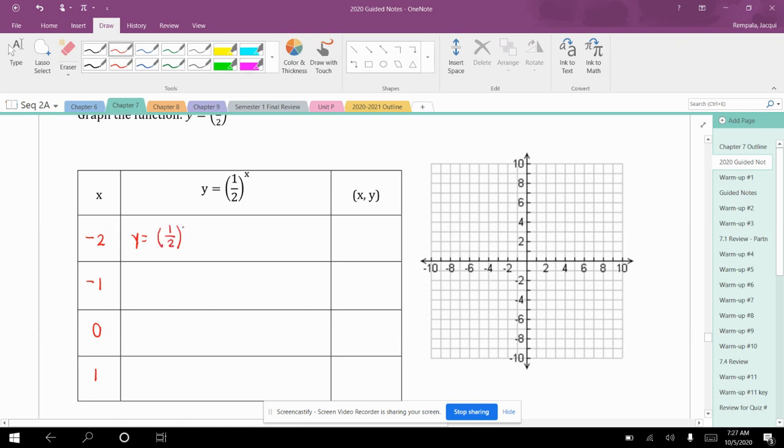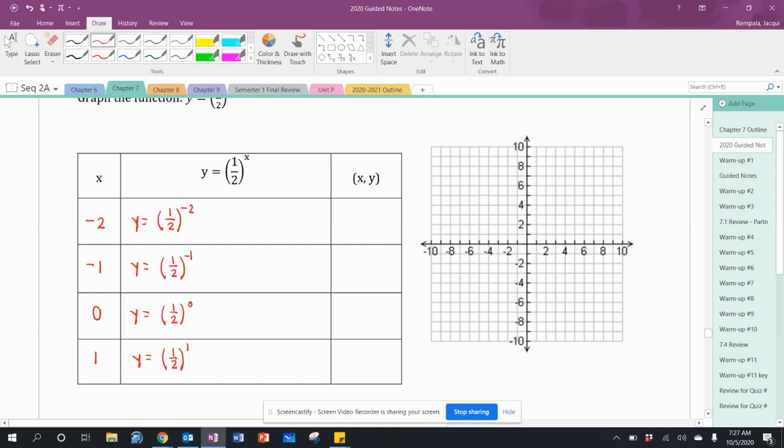So those are going to be my exponents. So we'll have 1/2 in parentheses raised to the -2nd power. In parentheses, we'll have 1/2 raised to the -1st power. We'll then have 1/2 in parentheses raised to the 0 power. And we'll have 1/2 that's raised to the 1st power. All right, once again, you can go ahead and use a calculator. So I'll show you how to do this with the calculator.